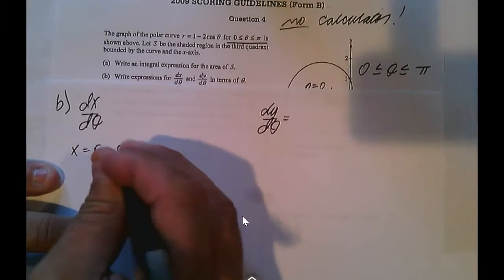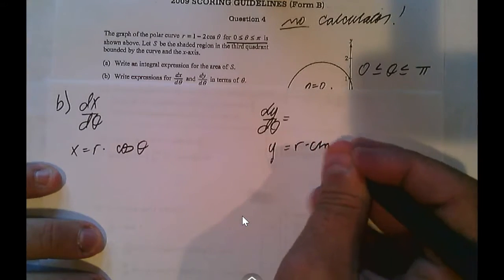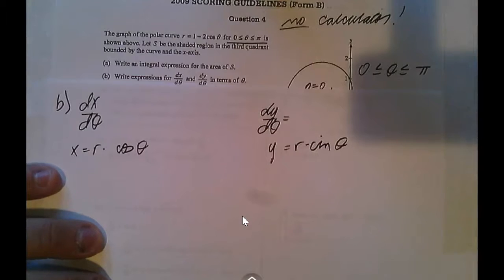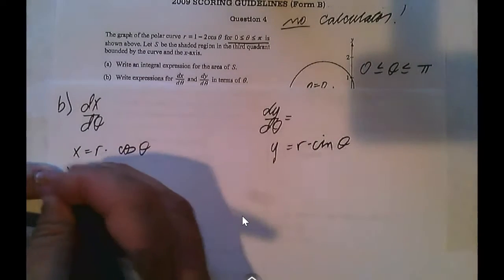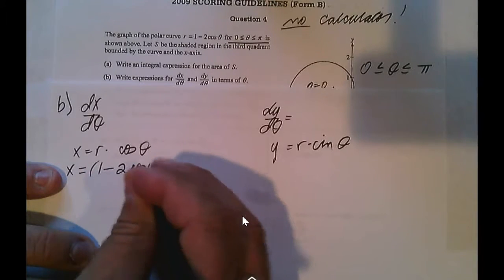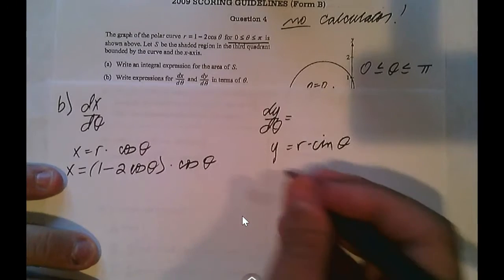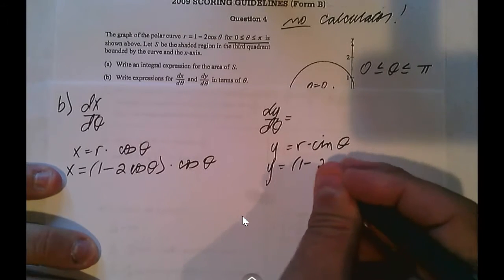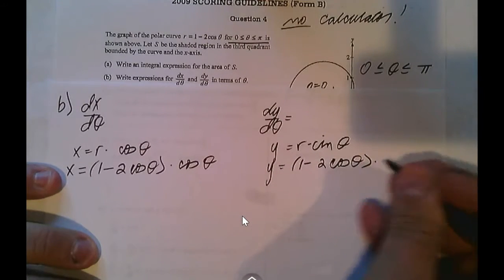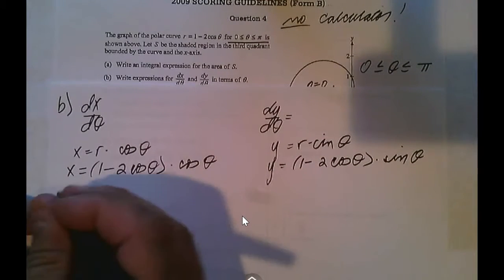You need to keep in mind the relationship x equals r times cosine of theta and y equals r times sine of theta. In this case, we know what r is: 1 minus 2 cosine theta. So x is that expression times cosine theta, and y is 1 minus 2 cosine theta times sine theta.